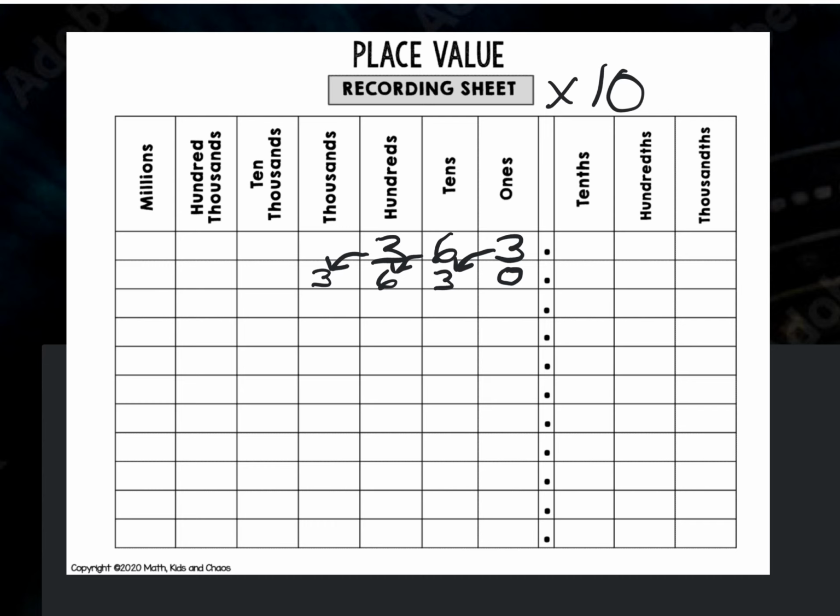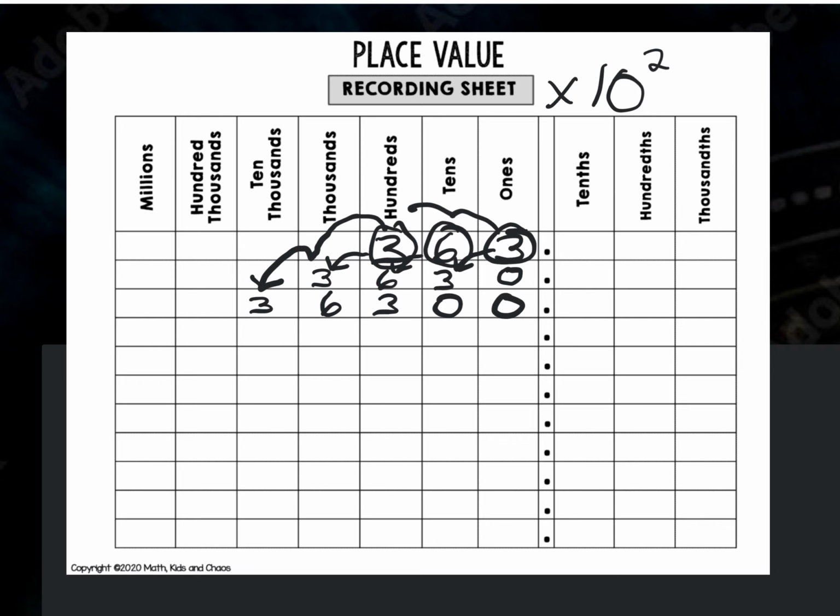If we multiply it by 10 to the second, that means that this original 3 is now going to jump once, twice, 2 place value spots over. This 6 is going to move 2 spots over to the thousands place, and the 3 in the ones place is going to jump 2 spots over to the hundreds place. Now we have 2 gaps.